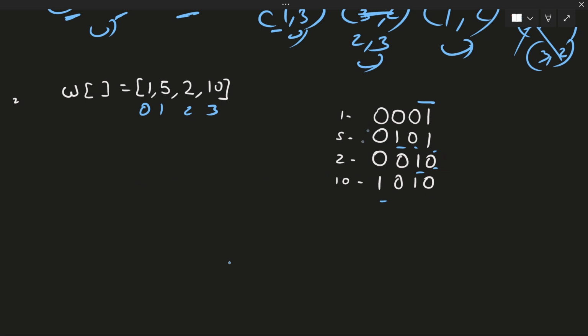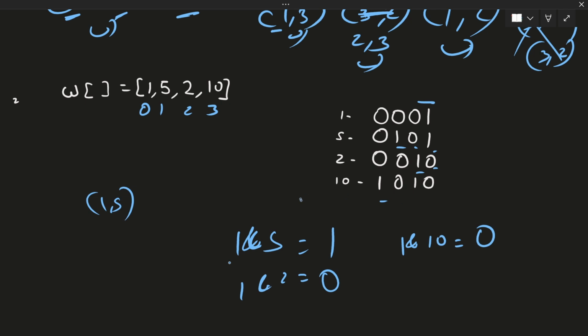So let's find their AND values. What does 1 AND 5 give me? It will give me 1. 1 AND 2 will give me 0. And 1 AND 10, what will they give me? They will give me 0. So one pair I found is 1 and 5. And 5 AND 2 will also be 0. 5 AND 10 will also be 0. And 2 AND 10 will be 1.